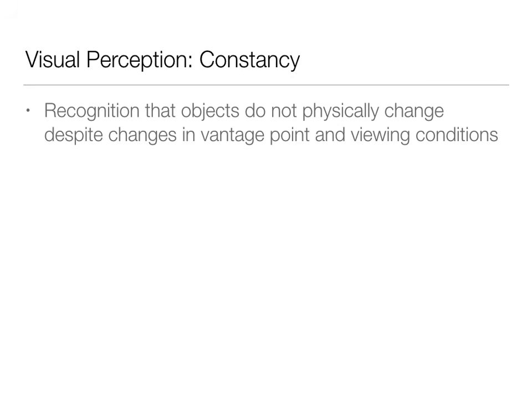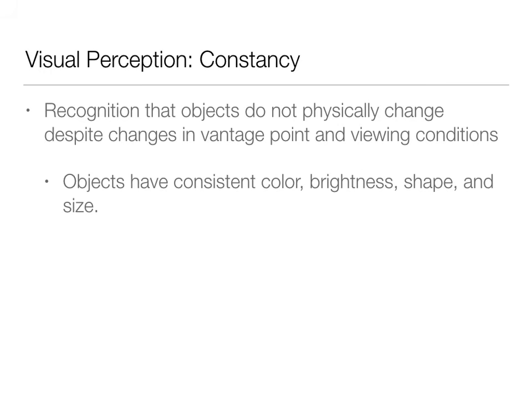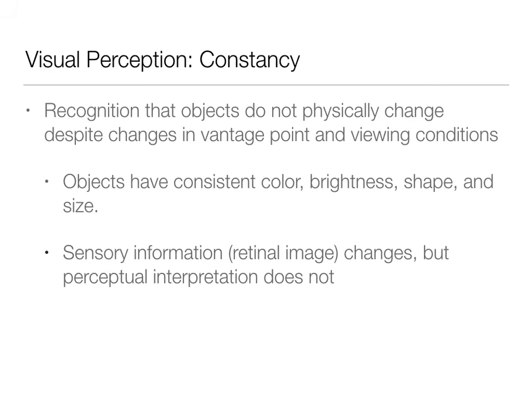This is the fact that when you open a door, you don't think the door changes shape just because you're seeing the edge of the door versus the front of the door. This is the idea that objects have consistent color, brightness, shape, and size, regardless of the sensory information, that retinal image that we're getting. So if you see a friend down the hallway, you don't think they're shorter than when they're close up. You just think they're further away. You use that as a depth cue. That perceptual constancy of size allows you to use it as a depth cue.